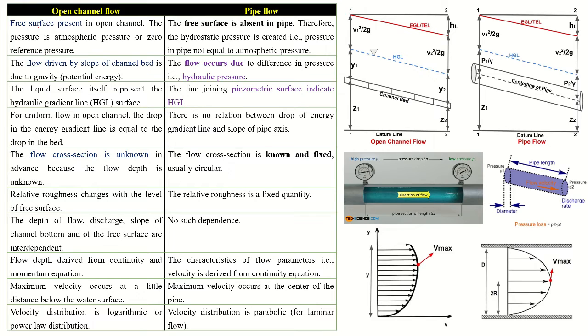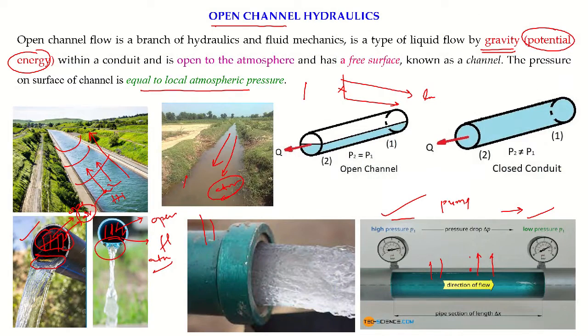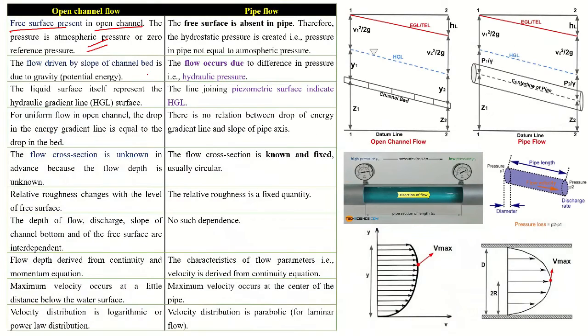In open channel flow, a free surface is present and the pressure is equal to atmospheric pressure, which is the reference pressure. As I told you, the pressure in an open channel is equal to the local atmospheric pressure, whereas in pipe flow the free surface is absent. Because the pipe flows full, the pressure is higher than atmospheric pressure, and the flow takes place only due to pressure drop or pressure difference. The open channel flow is driven only by the slope of the bed, that is, elevation difference, gravity or potential energy. In pipe flow the driving force is only hydraulic pressure, and the liquid surface itself represents the hydraulic gradient line.